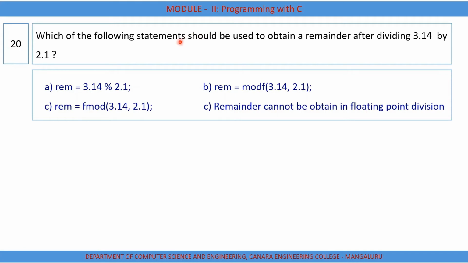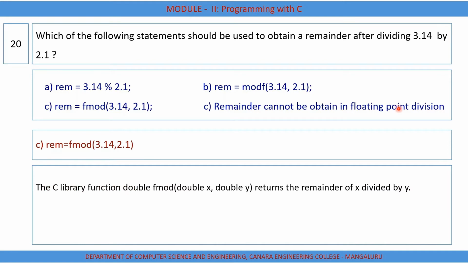Next, which of the following statements should be used to obtain remainder after dividing 3.14 by 2.1? Option A, remainder equal to 3.14 mod 2.1. Option B, remainder equal to mod f 3.14 comma 2.1. Option C, remainder equal to f mod 3.14 comma 2.1. Option D, remainder cannot be obtained in the floating point division. So the right answer here is option C, remainder equal to f mod 3.14 comma 2.1.